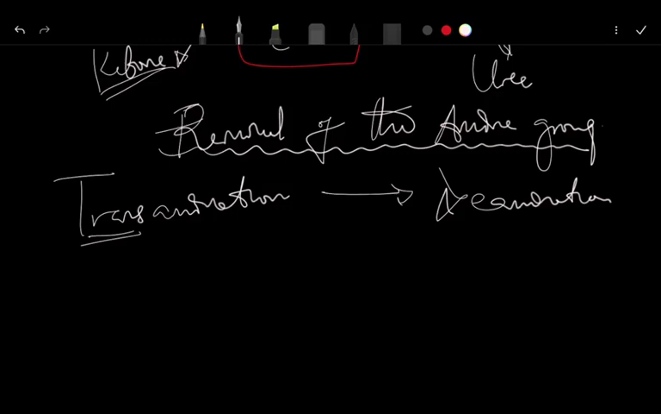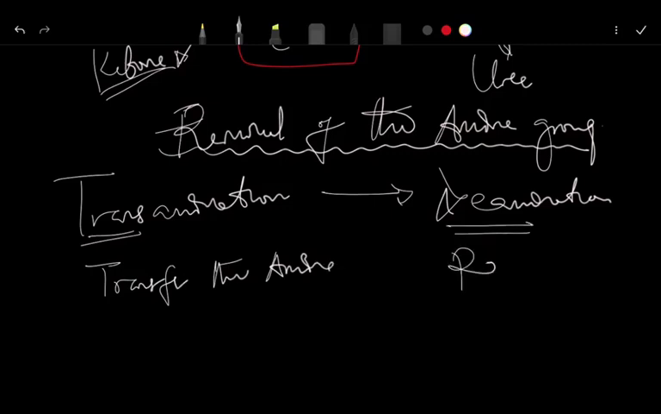In the transamination reaction, what is happening is that we first transfer the amine group from one amino acid to another. Are you getting my point? Then subsequently, we do deamination, which is the actual removal. So in transamination, you just transfer the amine group. Then in deamination, you actually remove the amine group. Do you understand what I'm trying to tell you?